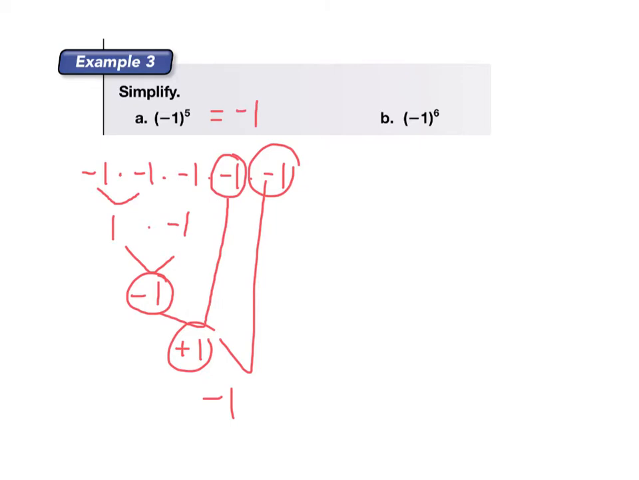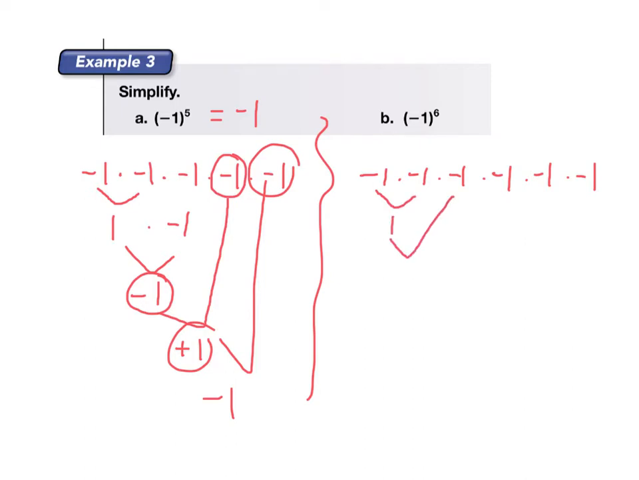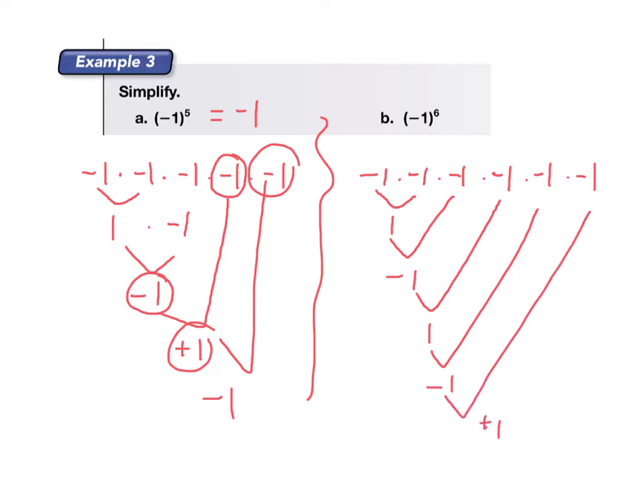So what would we get if we did a negative 1 to the 6th power? Well, let's see. Negative 1 times negative 1 times negative 1. Write it out 6 times. Did I do 6? Yes. Now let's go from left to right. So first you get a positive. Then we do that and we'll get a negative. And then we'll do a negative times a negative and get a positive. And then we'll do a positive times a negative and get a negative. And then negative times a negative, we get a positive 1. So here we get a positive 1.